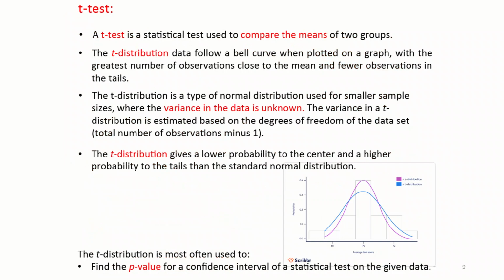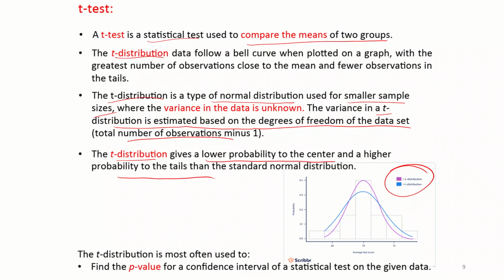Then we have similarly a t-test. A t-test is a statistical test used to compare the means of two groups, and it is also a bell curve. Here you can see the difference between the z and the t. A t distribution is a type of normal distribution used for smaller sample sizes, and it is estimated based on the degrees of freedom of the data set, the total number of observations minus 1. The t distribution gives a lower probability to the center and a higher probability to the tails. So you can see the difference here: at the center it is less, and at the tail it is more. The t distribution is most often used to find the p-value or the confidence interval of a statistical test on given data. These are the two tests we will be using.